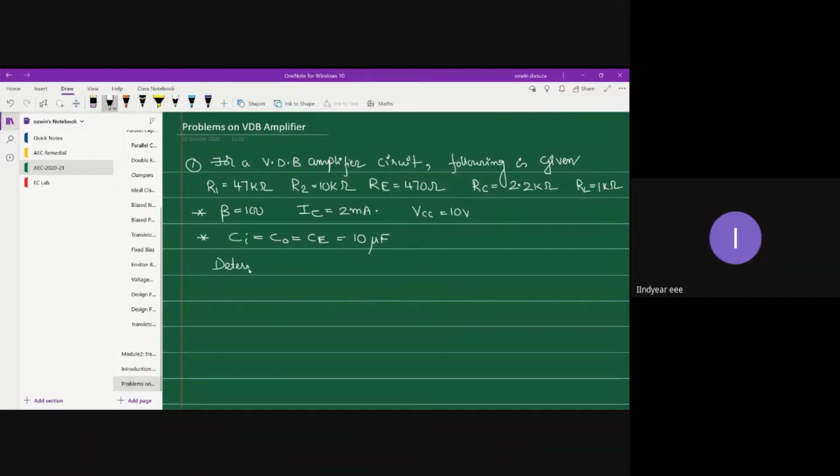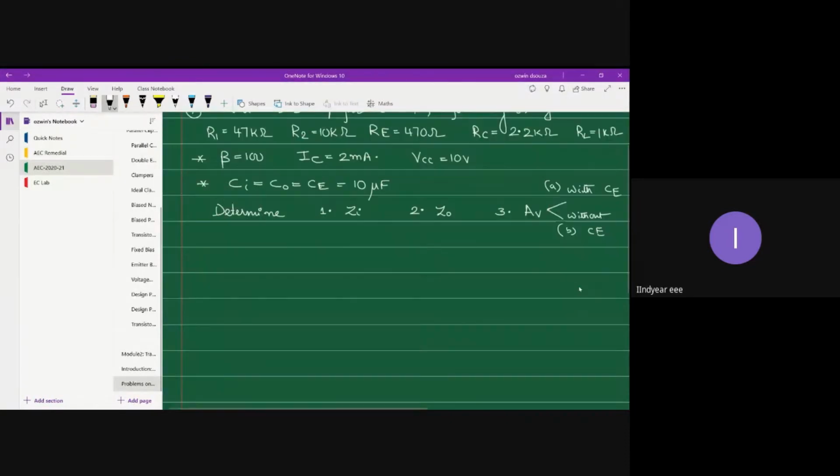So determine, first one, input impedance. Second one, output impedance. Third one, voltage gain. Okay, so voltage gain you need to determine with bypass capacitor and without bypass capacitor. And also you can determine the current gain as well. Current gain. Okay.